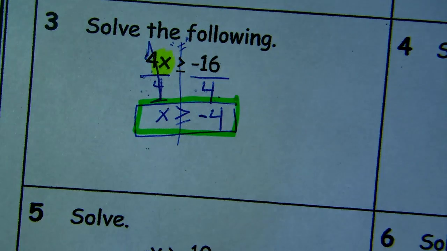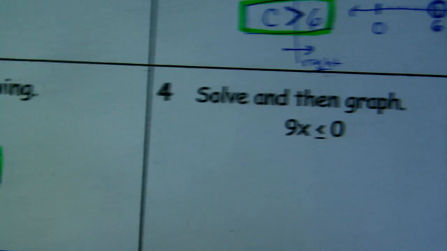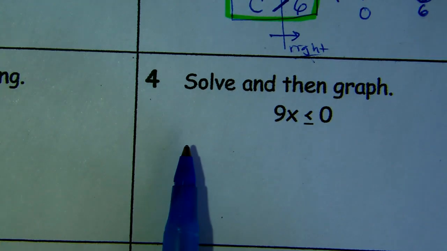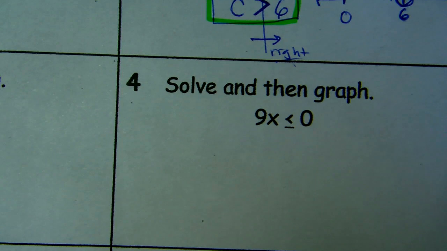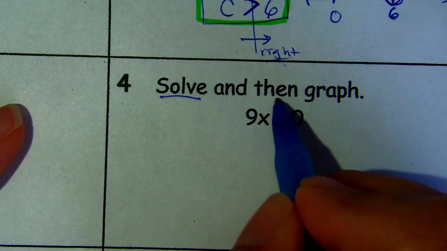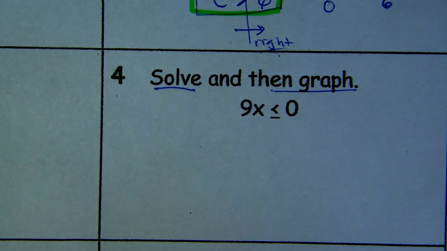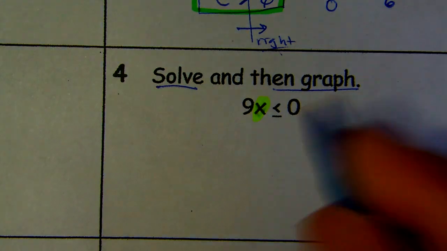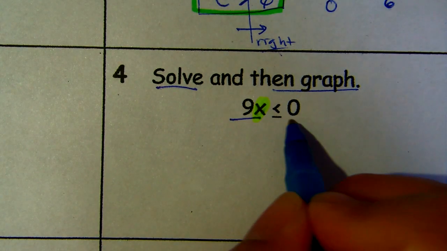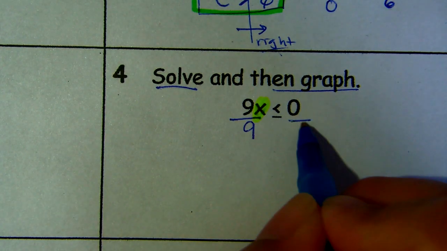Okay, all right, number 4. I think I'm going to stop here on number 4, and then I'm going to continue the rest of the exercises on the second part of the video. Solve and then graph. So again, we have an x. We need to solve for x. How do we get rid of the 9? Divide by 9, by 9.